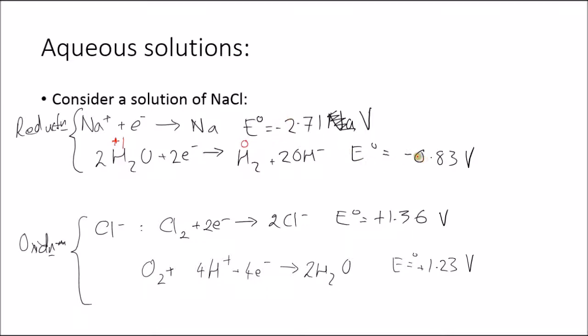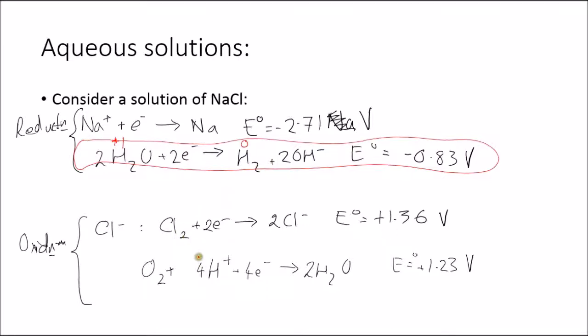When we have a look at the other possible reaction here, we find that this is a much stronger oxidizing agent because the potential is significantly higher. So the reduction reaction that would be favored there is the reduction of water to produce hydrogen gas.